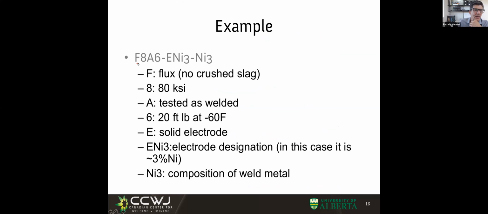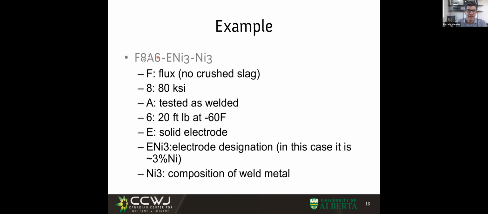F8A6-ENi3-Ni3. What does it say? F. When we see this, we know it's a submerged arc welding specification. The F, that is only for submerged arc welding, means the flux. The 8 means that the deposited metal under standard test conditions gives us 80 ksi. The A means those 80 ksi were measured as welded.